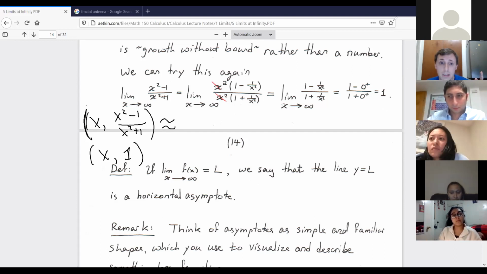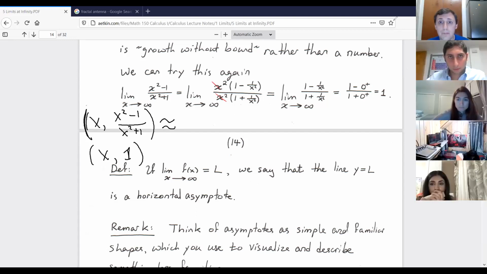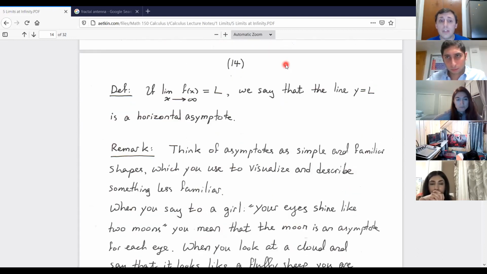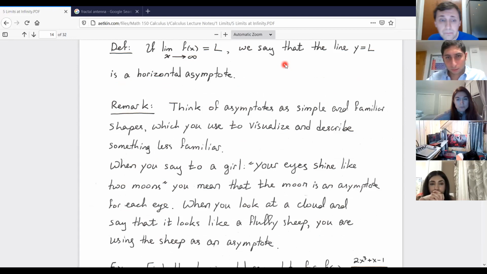What shape is this? Somebody says it's a circle. No, it's not a circle. Okay, let's clear it for a moment. Exactly, Alexander, it's a line. Okay, guys? Now think of what asymptotes are doing.